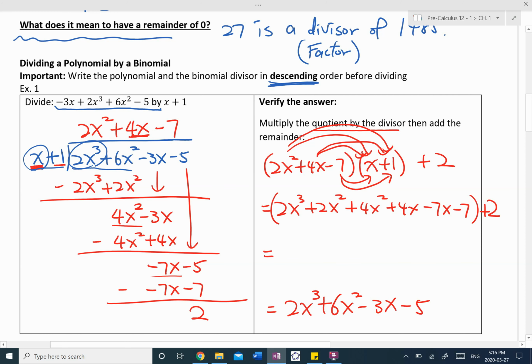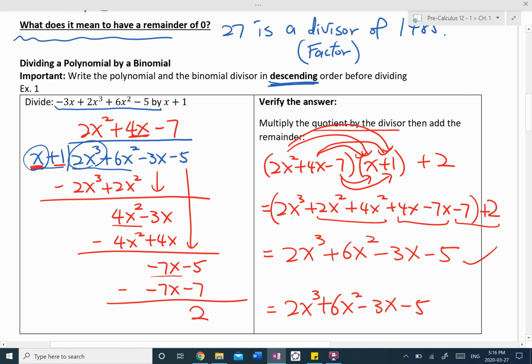Now we combine like terms. So we have 2x cubed. These two are like terms. We add them together, we get plus 6x squared. These two are like terms, combine them together, we get negative 3x. Finally, negative 7 plus 2 is negative 5. And you can see indeed that they are the same, so we know for sure we did it right.